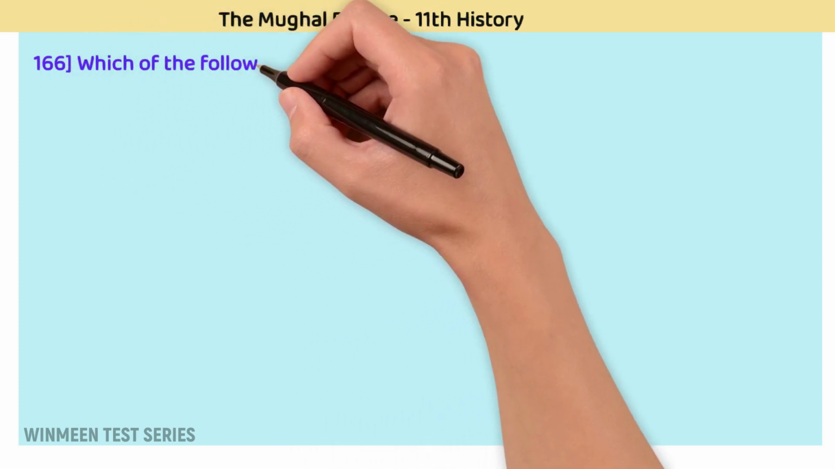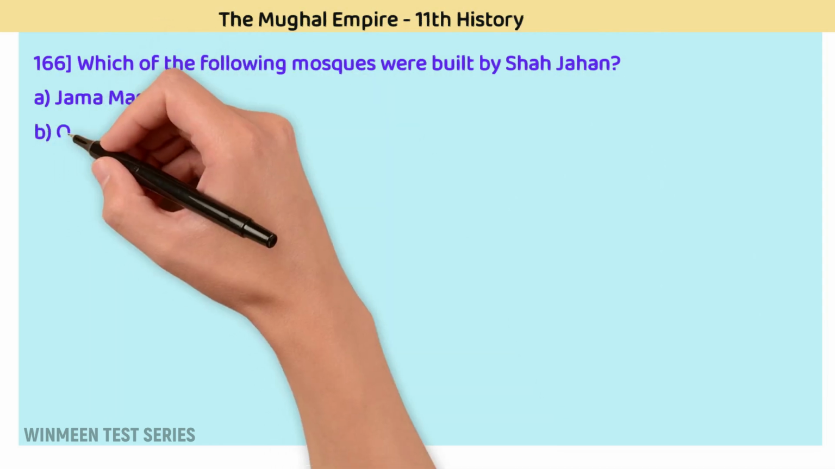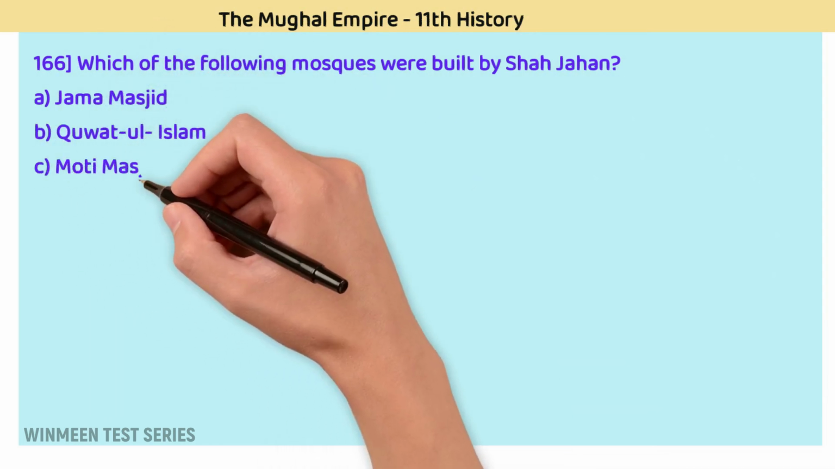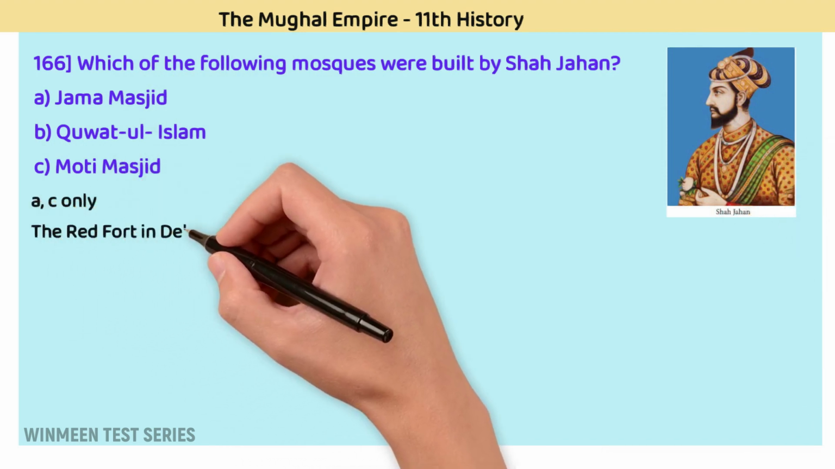Question number 166. Which of the following mosques were built by Shah Jahan? Jama Masjid, Quwwat-ul-Islam, Moti Masjid. The answer is A and C only.